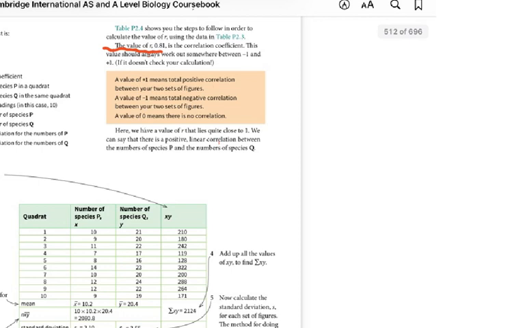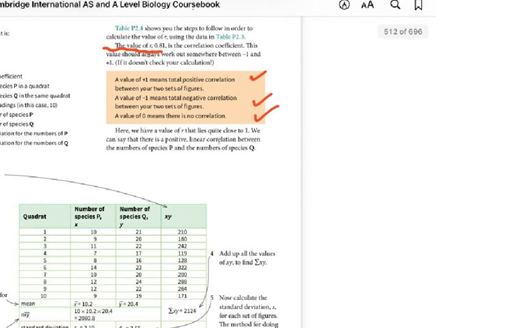Now this value should always work out somewhere between -1 and +1. A value of +1 means total positive correlation between your two sets of figures. A value of -1 means total negative correlation between your two sets of figures. A value of 0 means there is no correlation. Now here we have a value of r that lies quite close to 1. We can say that there is a positive linear correlation between the number of species P and the number of species Q.